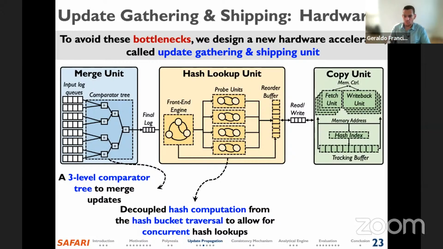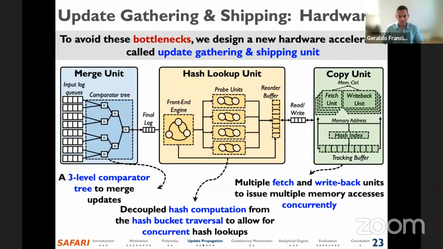Third, it has a copy unit, which uses read and write commands to fetch the hash bucket from memory and also to send transactional updates to the analytical replica. The copy unit has multiple fetch and write-back units, which allows it to issue multiple memory accesses concurrently.